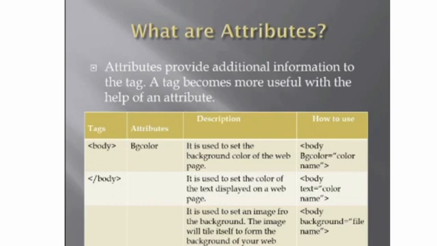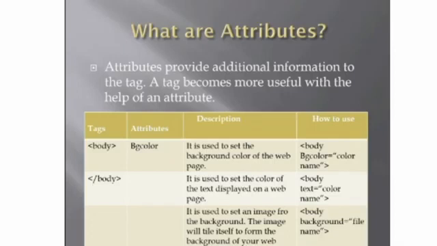Now the second one is your text. It is used to set the color of the text displayed on a web page, and we can use it in the same way. Third one is your background. When we want to insert an image as a background of our web page, then we can use background attribute. It is used to set an image for the background. The image will tile itself to form the background of your web page.